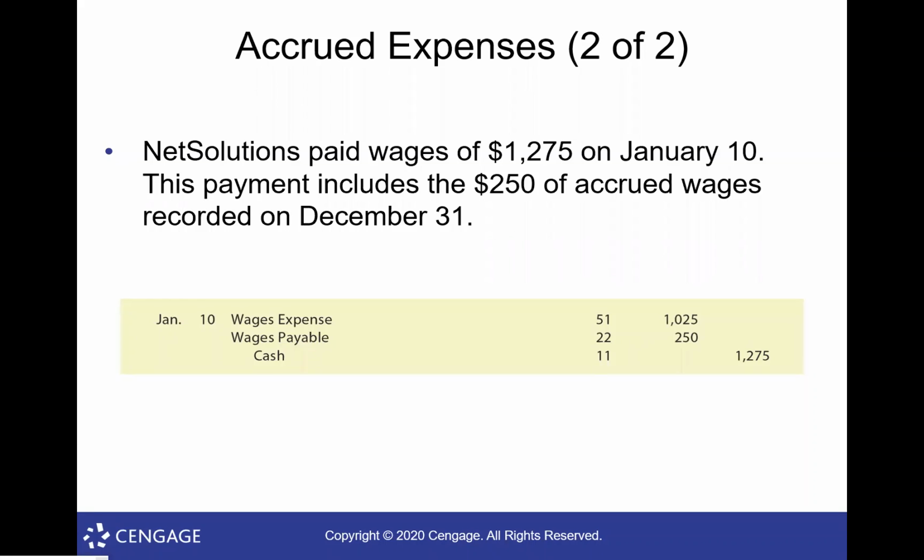Let's see. And then this is just showing us in the future on January 10th, when they actually pay the wages, what it would look like. So in the future on January 10th, their next payday, they're going to debit wage expense. That would be for any wages that were incurred from January 1st to January 10th. Plus they're going to debit wages payable. That was for the wage expense that was incurred those last 4 days in December. And then they're going to credit cash because that's all the cash going out.